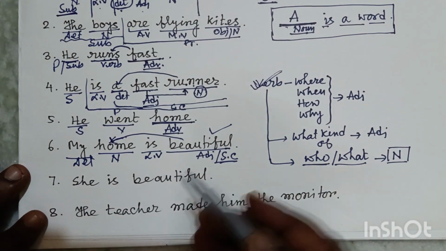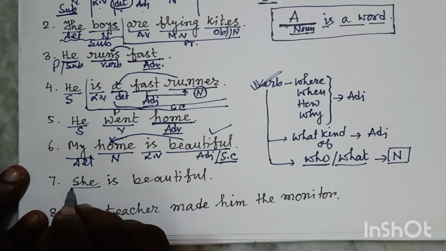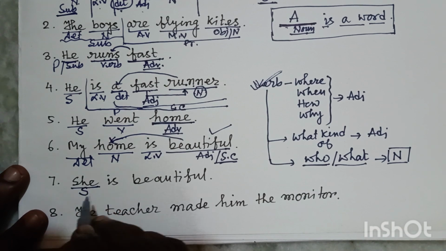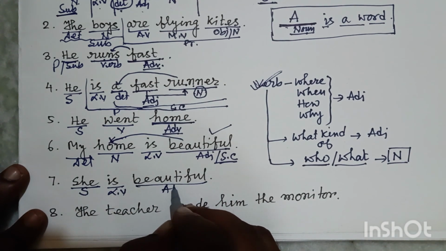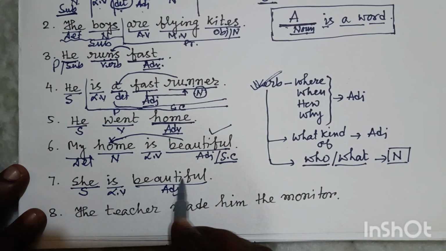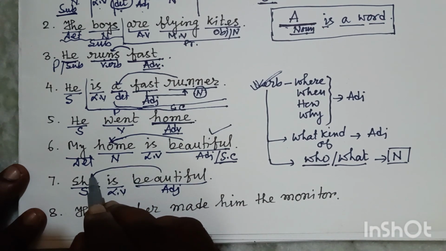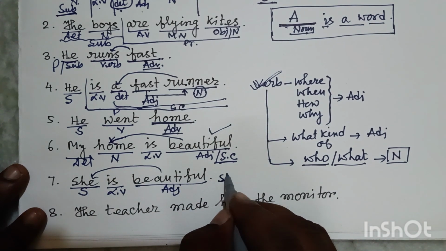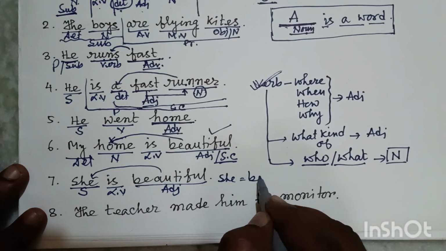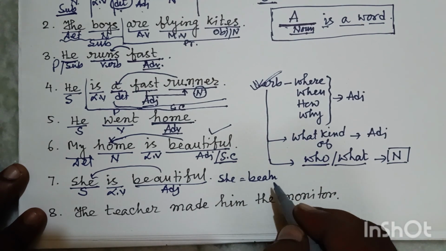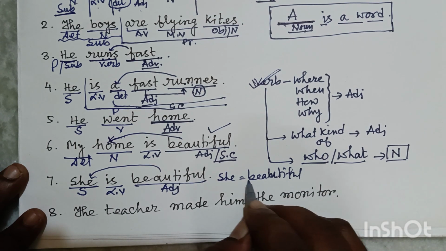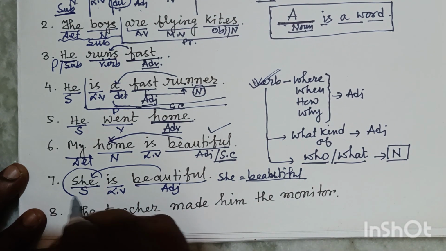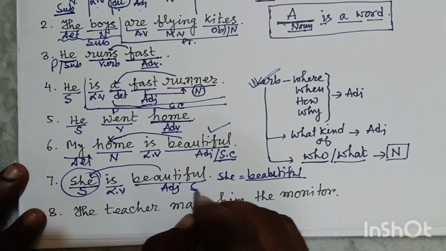Now here, look at this. This is a pronoun. It is used as the subject in the sentence. Is is the linking verb, and beautiful is also an adjective because it is the description of C. Here you can see C equal to beautiful. That is the description of this person. So it is a subject complement.